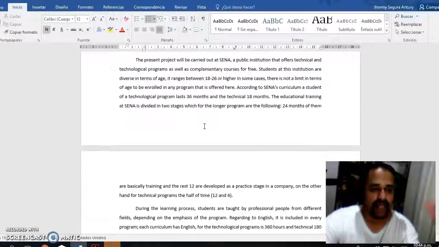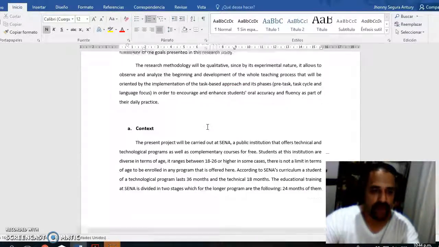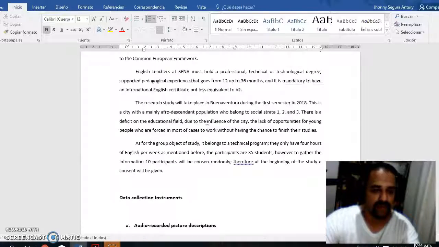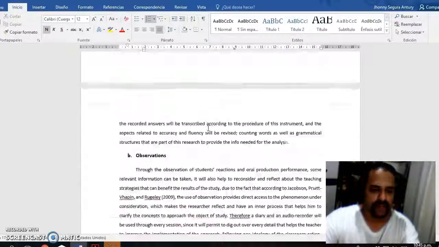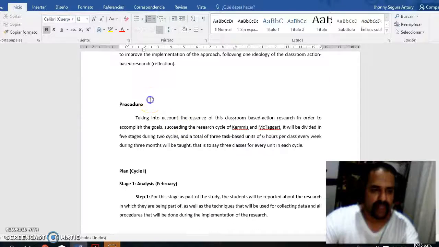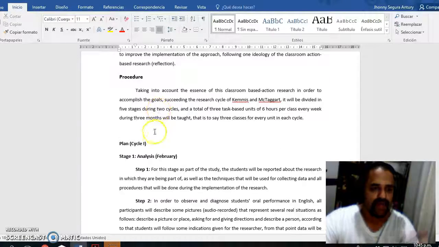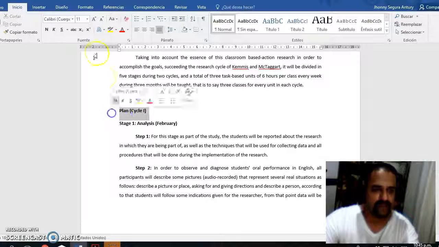Here, I like the fact that you frame the model of the cycles and so forth, the context. Then the instruments, no problem. I like it. Now the procedure in this case, in terms of plan, there's something that you're missing.